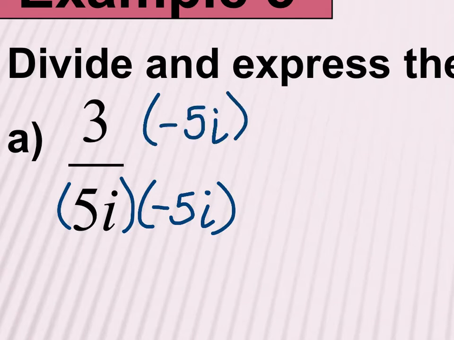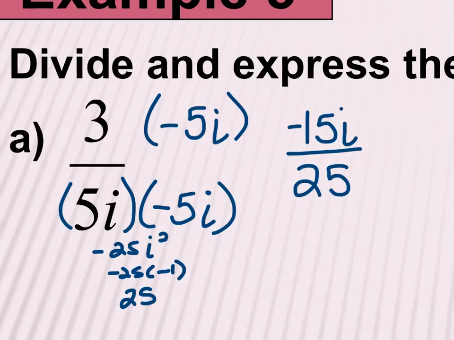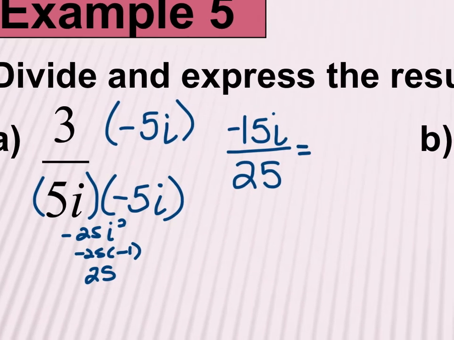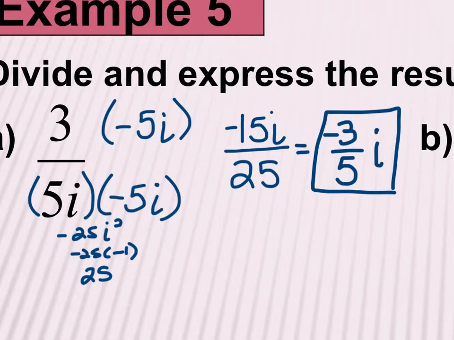So my numerator becomes negative 15i. And the denominator, again, you can use the shortcut a squared plus b squared, or you can just multiply these out. This would be negative 25i squared, negative 25 times negative 1, which is 25. And then you want to simplify that out. So both of these are divisible by 5. This would be negative 3 over 5. And then the i gets written last and to the right of your fraction.